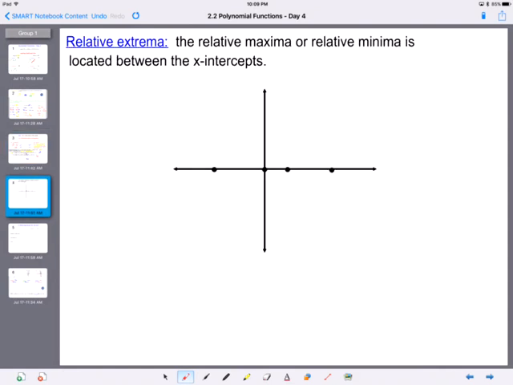So to talk about this idea of relative extrema, which we talked about the other day, and this is just to give you some idea as to what's also happening. The relative maxima and relative minima is located between the x-intercepts. So I'm just going to graph a generic function real quick here.